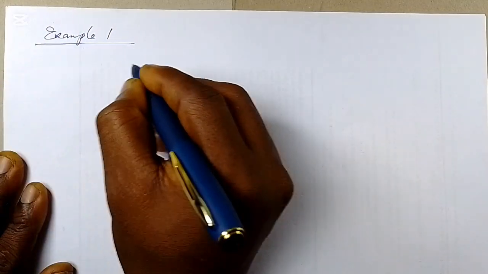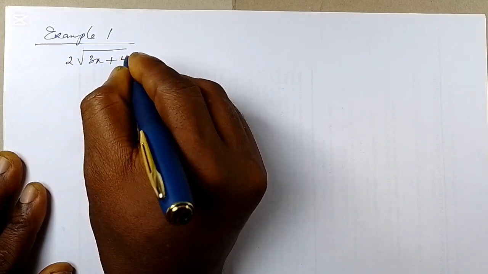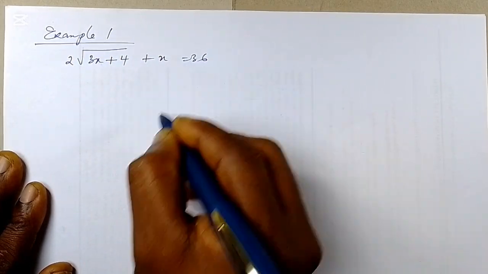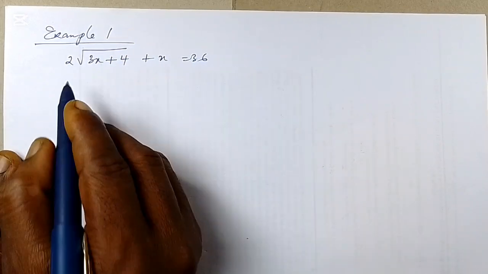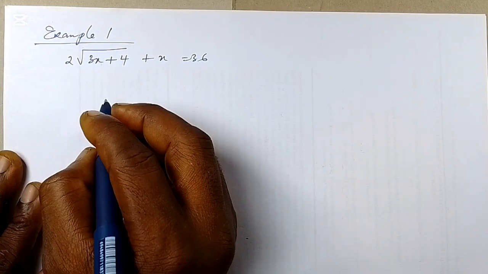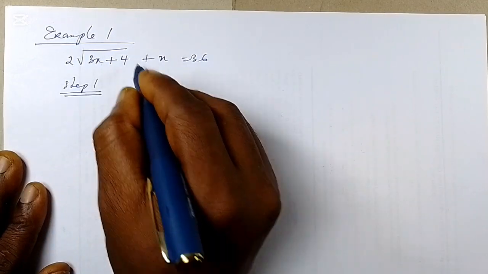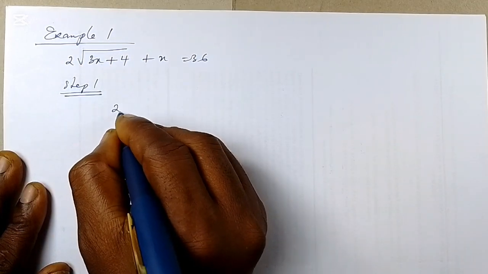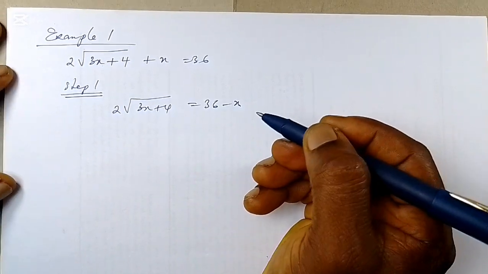I'm going to call this example 1. Let's solve this radical equation: 2 root 3x plus 4 plus x equals 36. My first step in solving this will be to make the root the subject of the formula. In step 1, I'm going to take everything aside from this to the other side. So I'll end up having 2 root 3x plus 4 equals 36 minus x. That will be my first step.